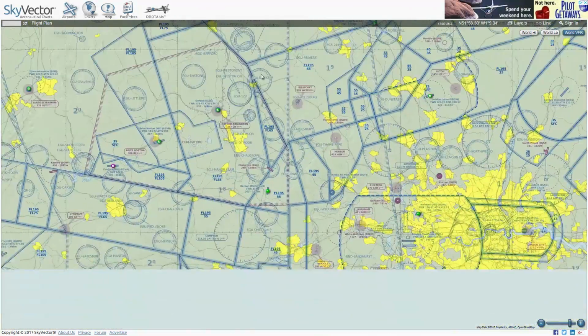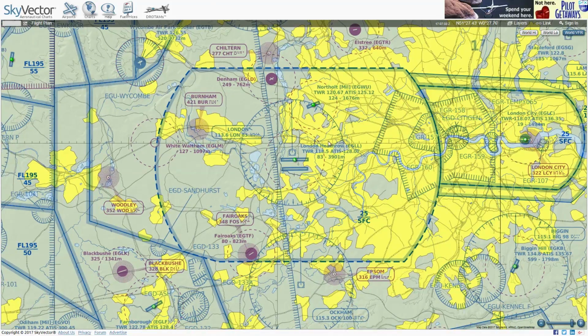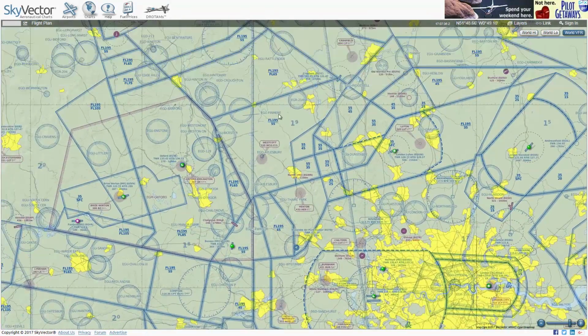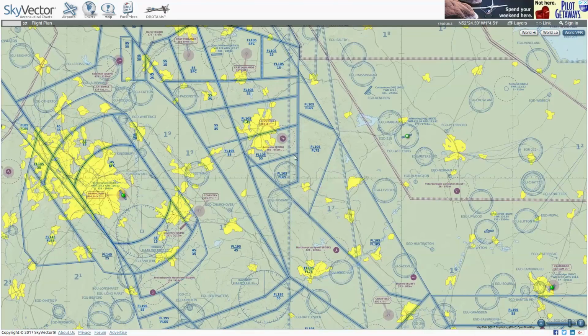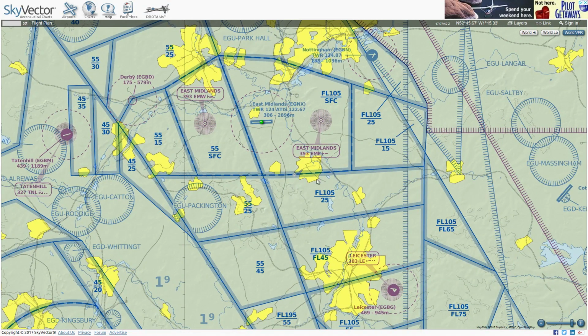Let me just go to London, give you an idea here. There you go. You can see London's is much longer. And tower 118.5, I suppose that is the tower frequency. I didn't think it was 124, but there you go. But anyway, that's very quickly gone through the VFR segment of this.